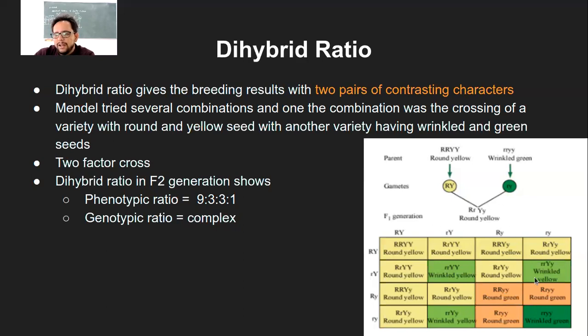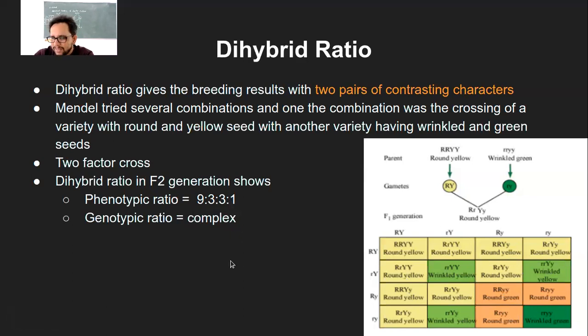So these 3, next one, and then this green one that you see, that is wrinkled and yellow, and the last one that you get is both homozygous recessive, that is wrinkled and green. So 9:3:3:1, that is the phenotypic ratio that you get.